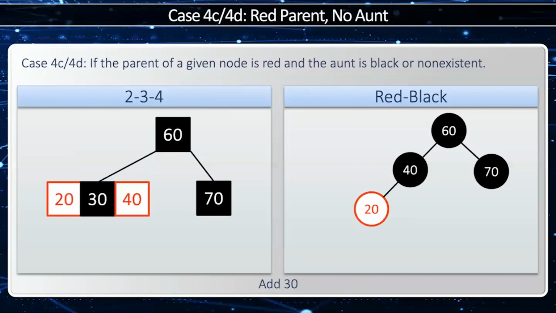Now for the red-black, I'm going to add 30. Now 30 is less than 60. It is less than 40, but greater than 20, so it goes right down here. And now my parent is red, but I do not have a red aunt, so I can't go to case 3. So what am I going to do? Well, 30 has to be the middle, so 30 is going to come up and 40 is going to go to the right. Now, since 30 is taking 40's spot, it's going to become black, and 40 is going to become red. There we go. Now our 2-3-4 tree and our red-black tree are equivalent.